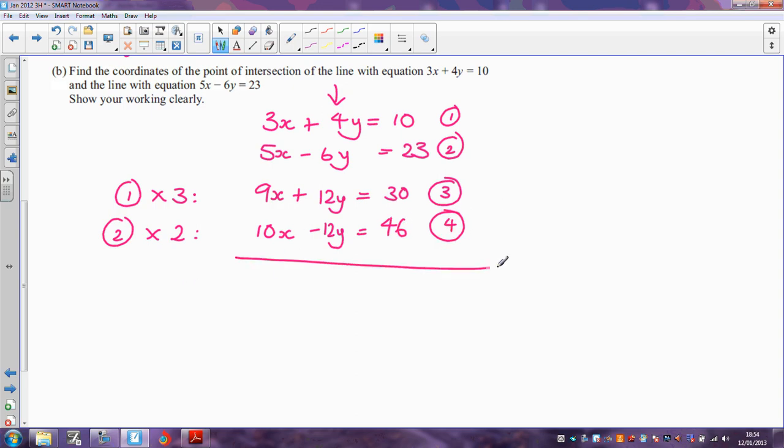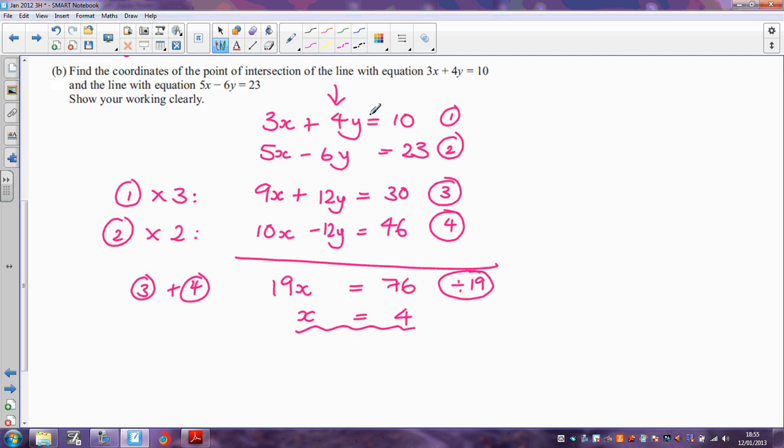I can now see that if I add those two equations together, so I'm going to do equation 3, add equation 4, 9x plus 10x, well that's just 19x, plus 12y, add minus 12y, disappears, and I'm now going to do 30 plus 46, which is 76. So I've got 19x is equal to 76. If I want to find out what x is, I'm now going to need to divide both sides by 19. If I now divide the right-hand side by 19, 76 divided by 19 comes out as 4. So I now know that x is equal to 4.